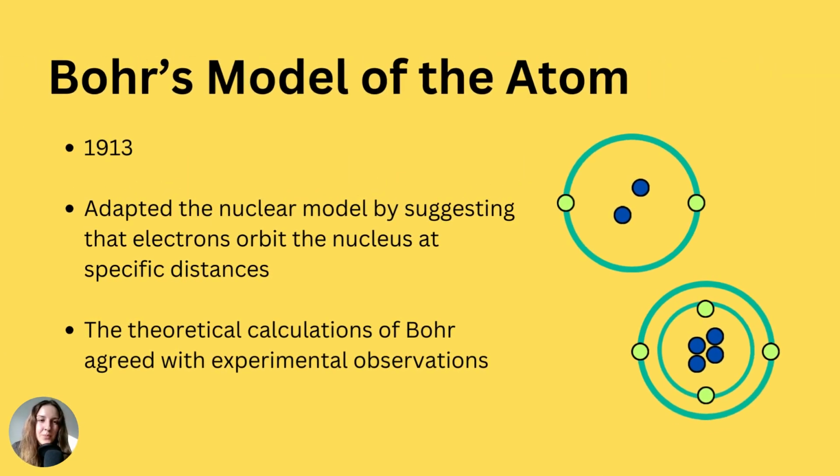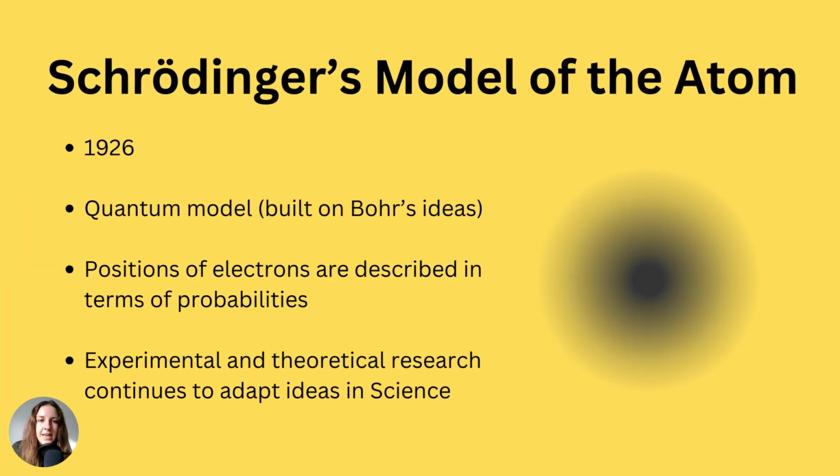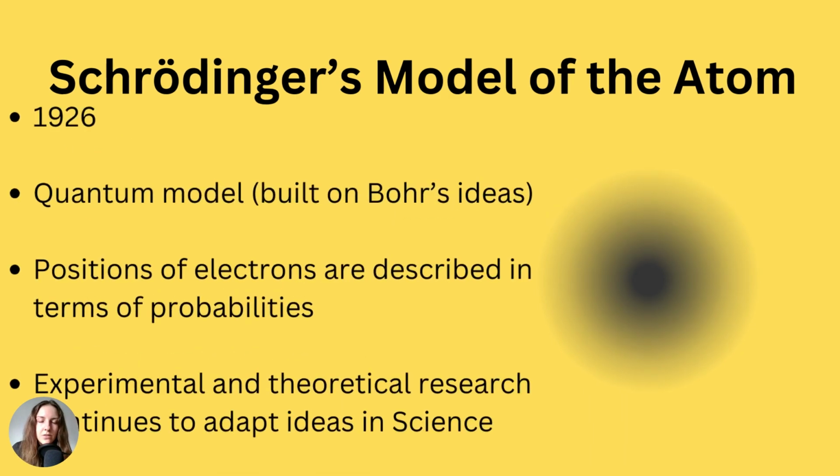So in 1913, Bohr added to Rutherford's experimental methods, and he adapted the nuclear model by suggesting that electrons were able to orbit the nucleus at very specific distances. In 1926, Schrödinger came up with an idea of the atom being a quantum model. Essentially, he suggested that the positions of those electrons were now going to be described in probabilities. So we weren't entirely sure where those electrons were, but we could give a rough estimation. And this was backed up by experimental and theoretical research, and it continues to be used in the scientific field.